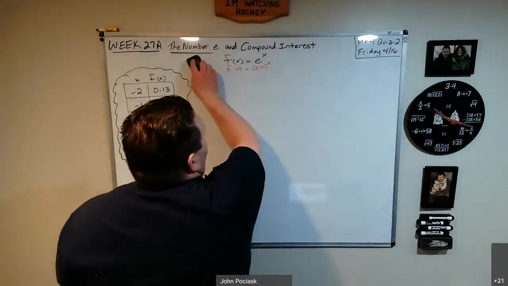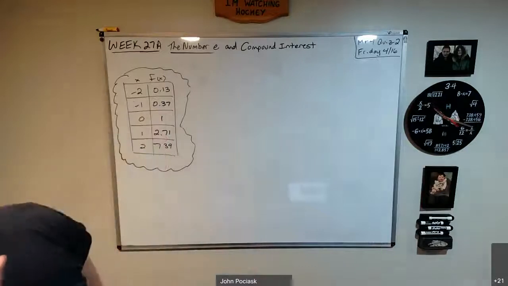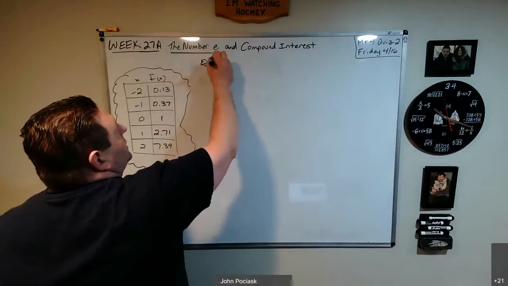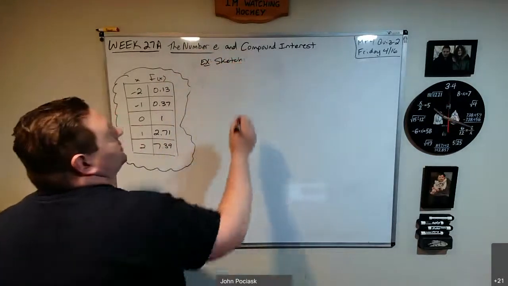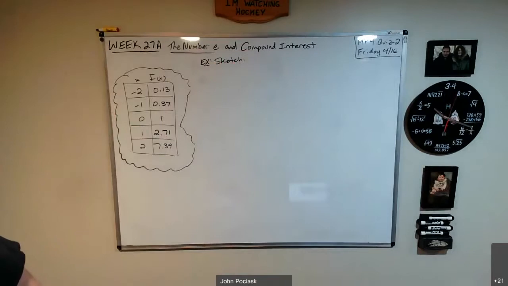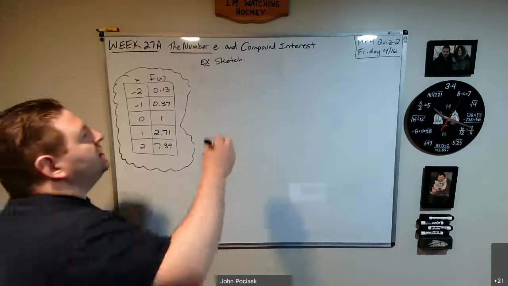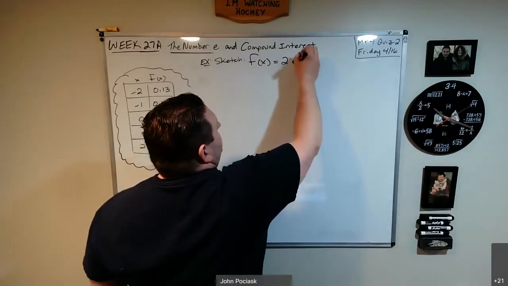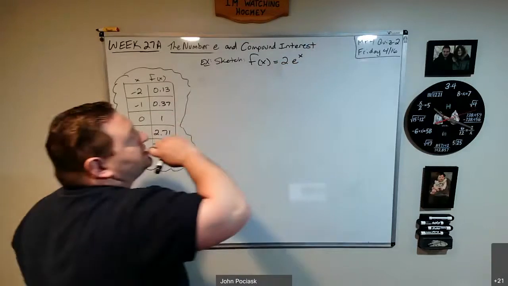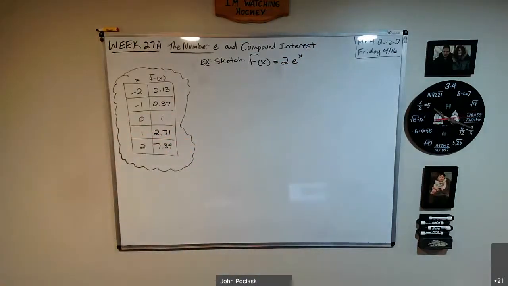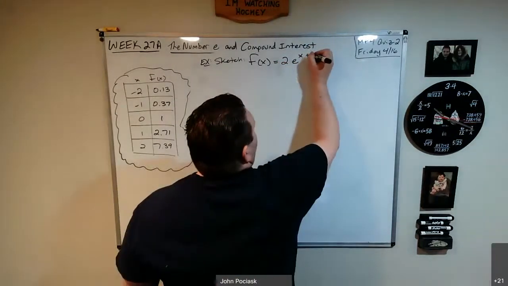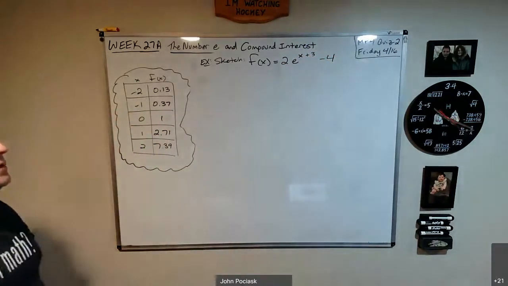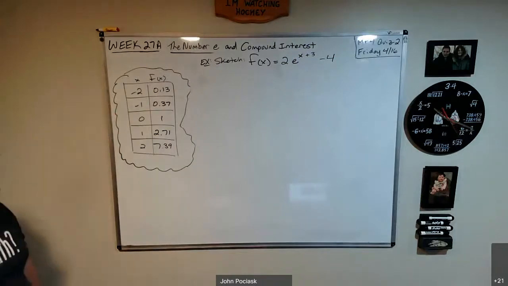So let's do a graph translation theorem problem. I want you to sketch and provide the domain, range, and asymptotes, all that business. Let's do f of x equals 2 times e to the x plus 3, and then minus 4. Okay, that's the function: 2e to the x plus 3 minus 4.